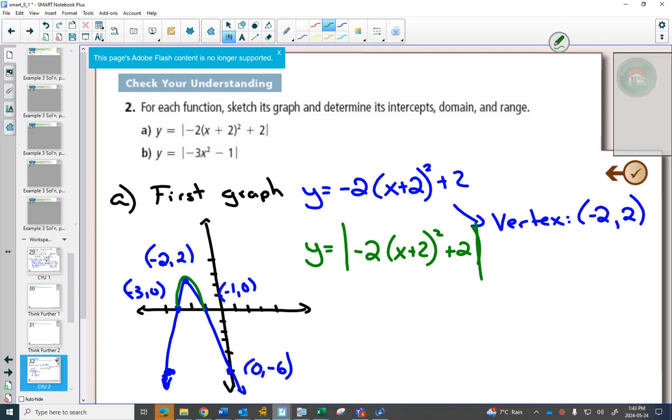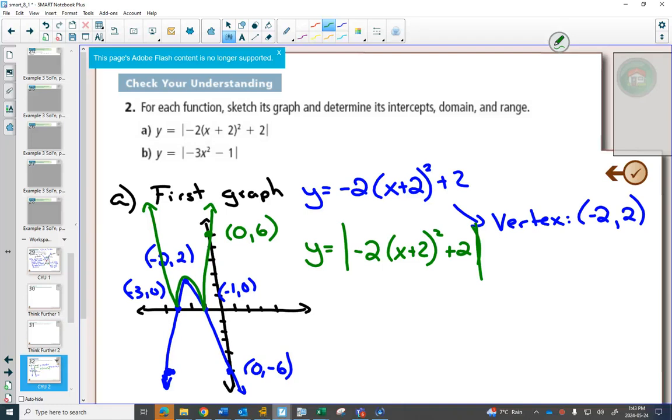But this point 0, negative 6 is now going to become 0, positive 6. So we take this section down below and it gets flipped up. Same thing on this side. It would get flipped up as well. So our final graph looks like a W.